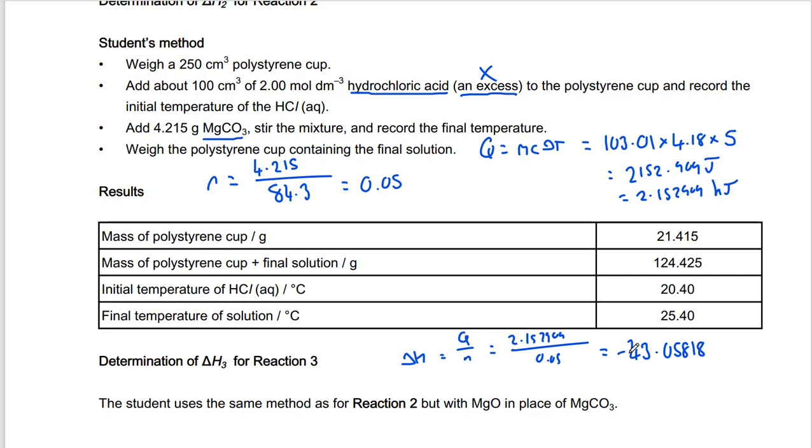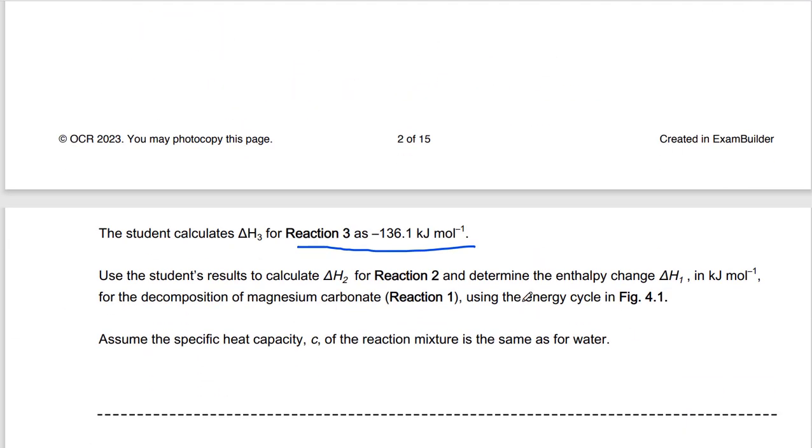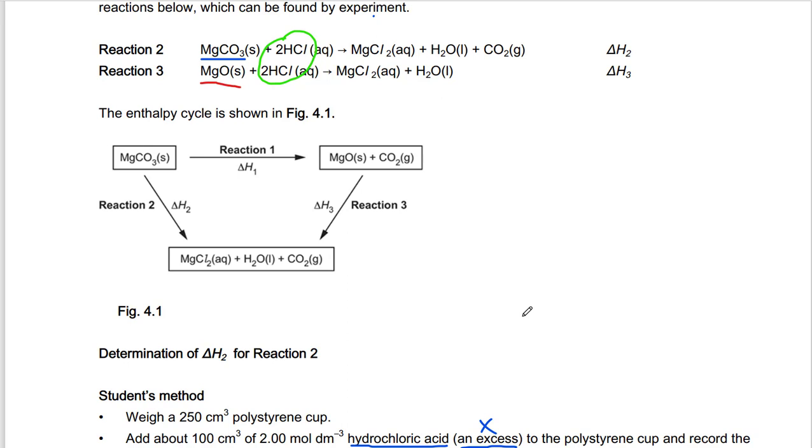And now it's just a matter of plugging it in. Because you're told that reaction 3 is minus 136.1. So this is minus 136.1. And my value is minus 43.05818. And then you can just work out reaction 1 very, very easily by just doing one plus the other.